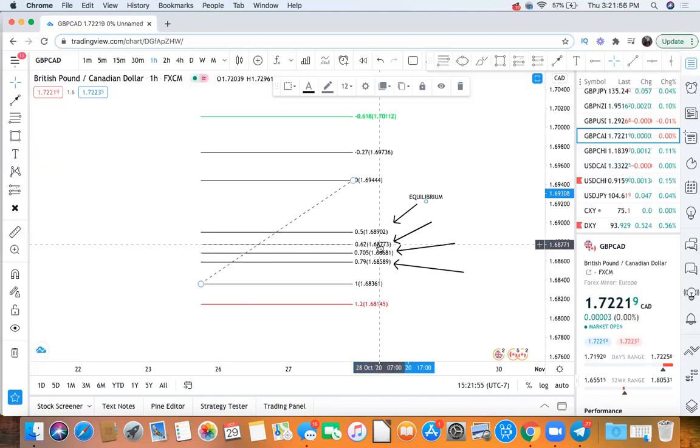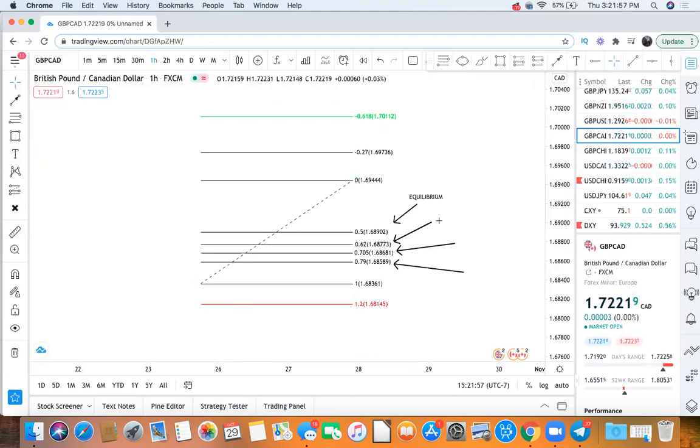So then we have the 0.62. The 0.62 is a discounted price. That's what I call a discount.